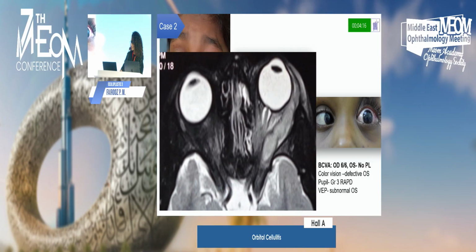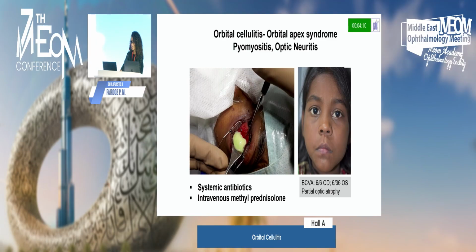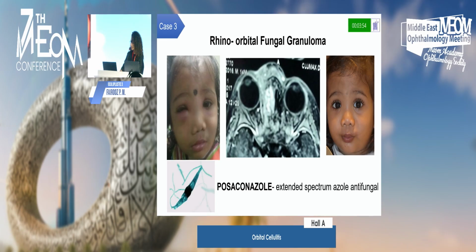This is a lateral rectus muscle abscess with orbital apex syndrome and optic neuritis. Again, I went ahead, anterior segment approach, went and released the pus in the lateral rectus muscle. She was started on systemic antibiotics and intravenous methylprednisolone. Of course, her vision improved, and this was a timely intervention in this particular child.